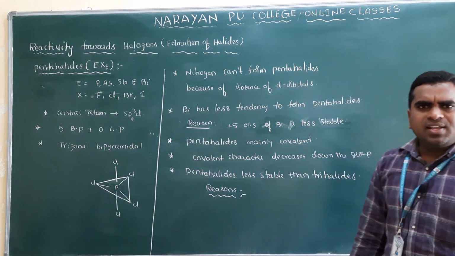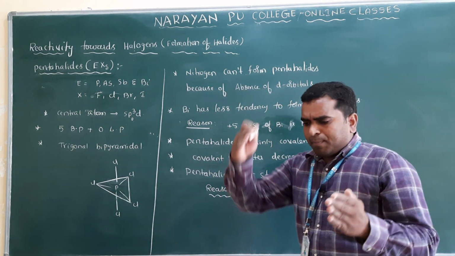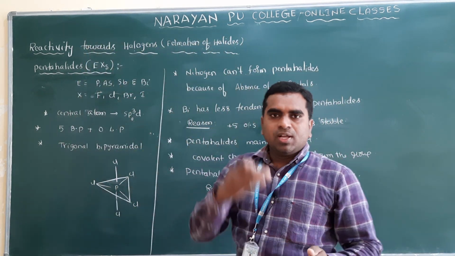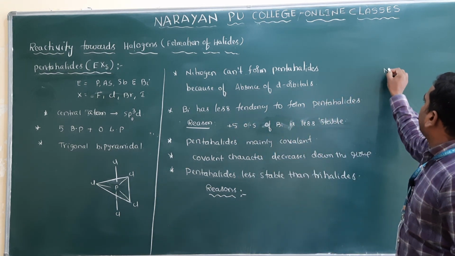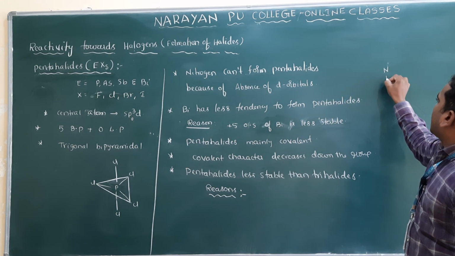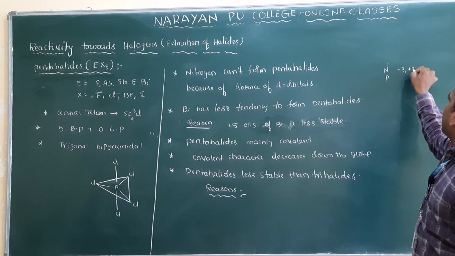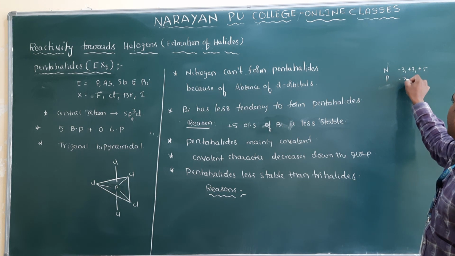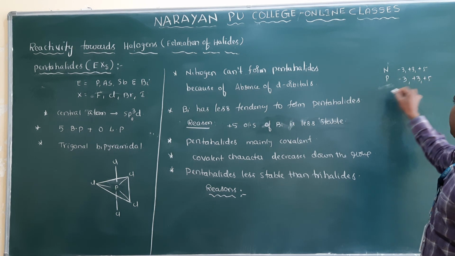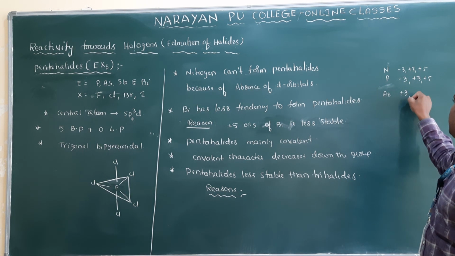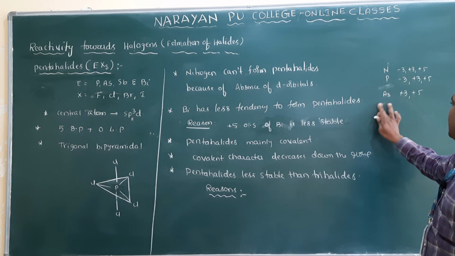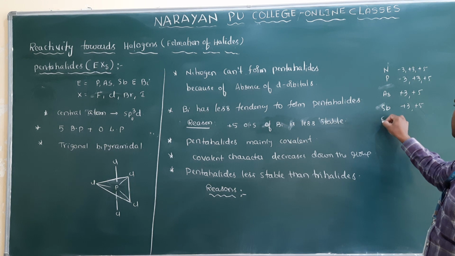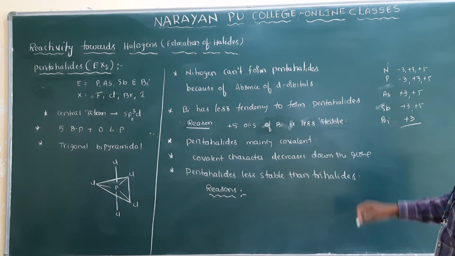One important point: the +5 oxidation state stability decreases down the group. Nitrogen and phosphorus may show -3, +3 and +5. Phosphorus shows -3, +3 and +5. Arsenic, what is the oxidation state? It mainly shows +3 and +5. Antimony mainly shows +3 and +5. Bismuth mainly shows +3.